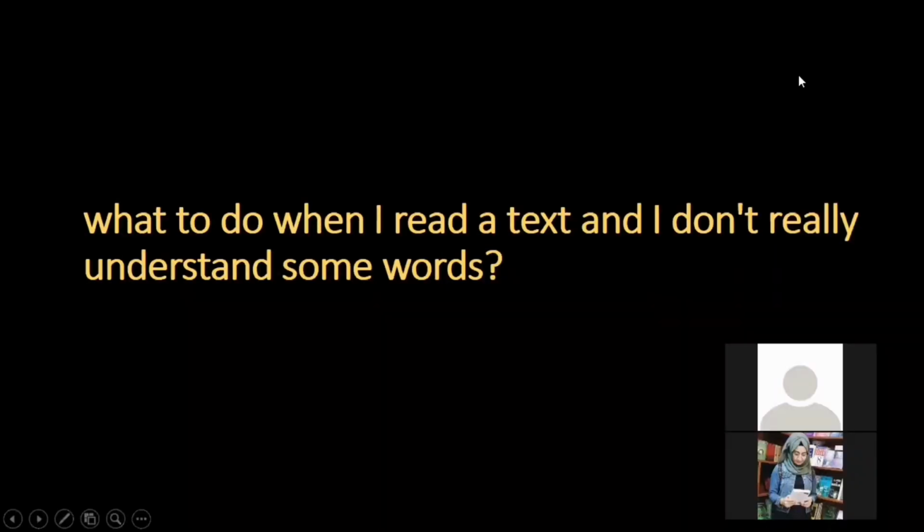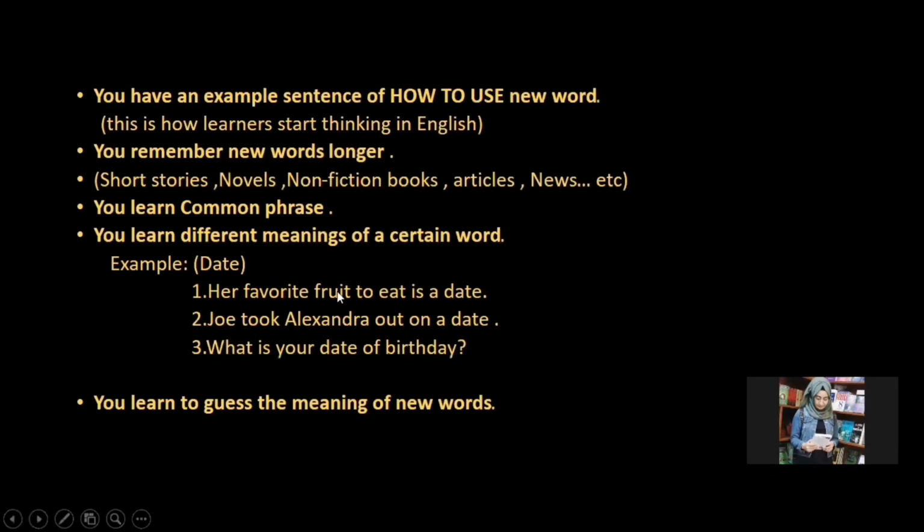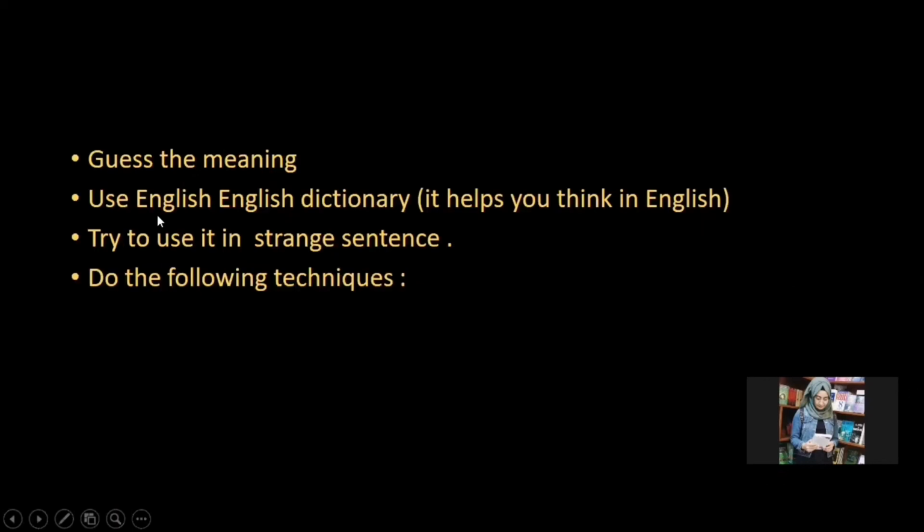What to do when I read a text and I don't really understand some words? Well, the first thing is guessing the meaning of the word. Guess the meaning, all right? You guess the meaning, as I told you before on the date. You see, we decided whether it means fruit or whether it means going out with someone. So the second method is to use an English dictionary. It helps you think. This is an amazing idea.